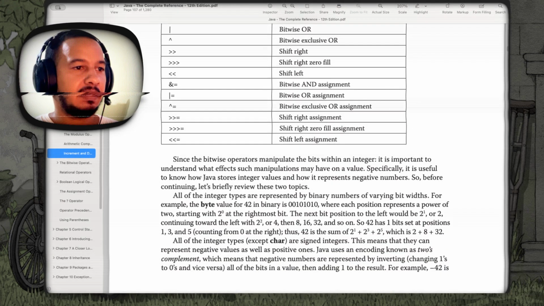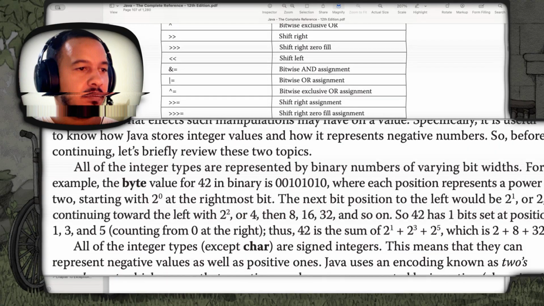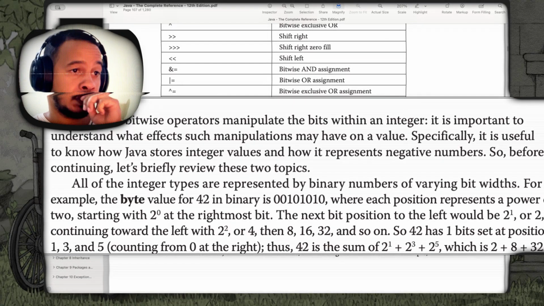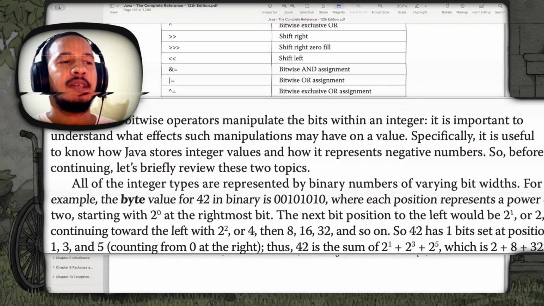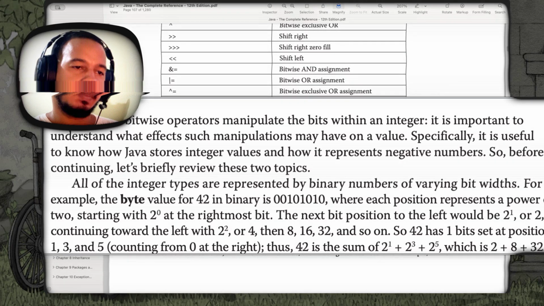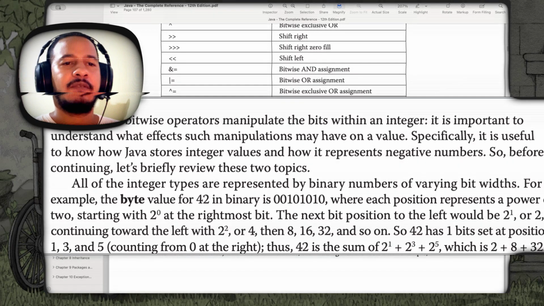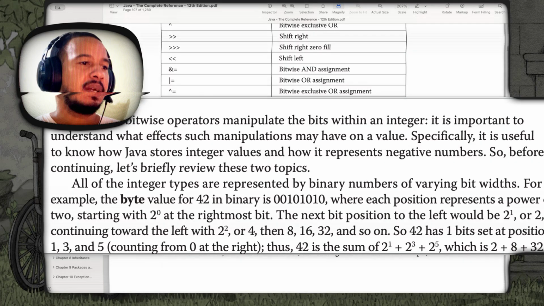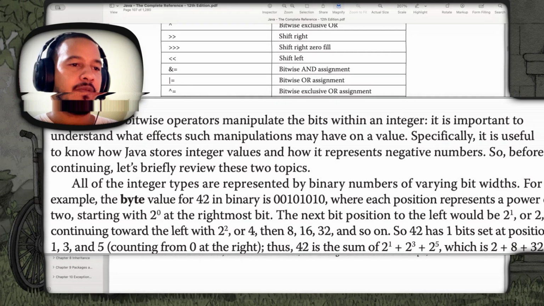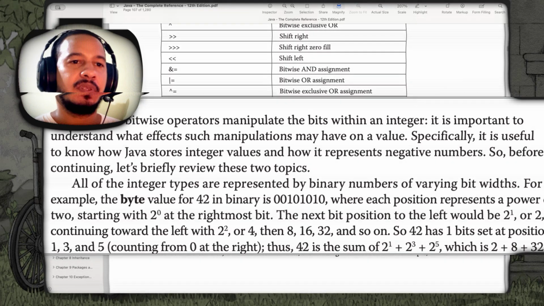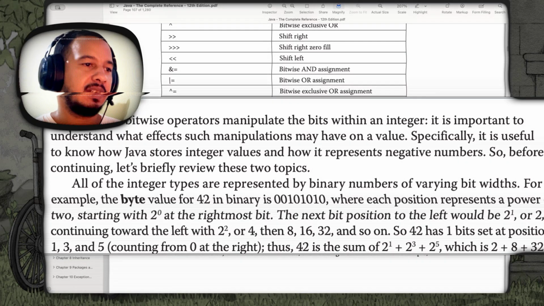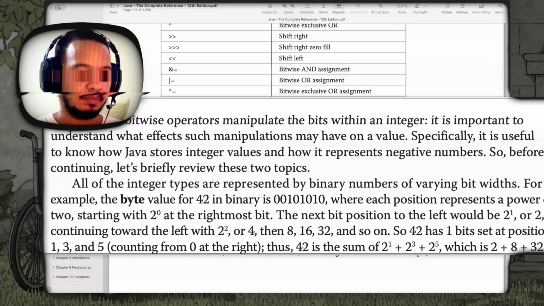Alright, so let's read a little bit, 5 minutes, and then we close. Since the bitwise operators manipulate the bits within an integer, it is important to understand what effects such manipulations may have on the value. So specifically, it is useful to know how Java stores integer values and how it represents negative numbers. So, before we continue, let's briefly review these two topics.